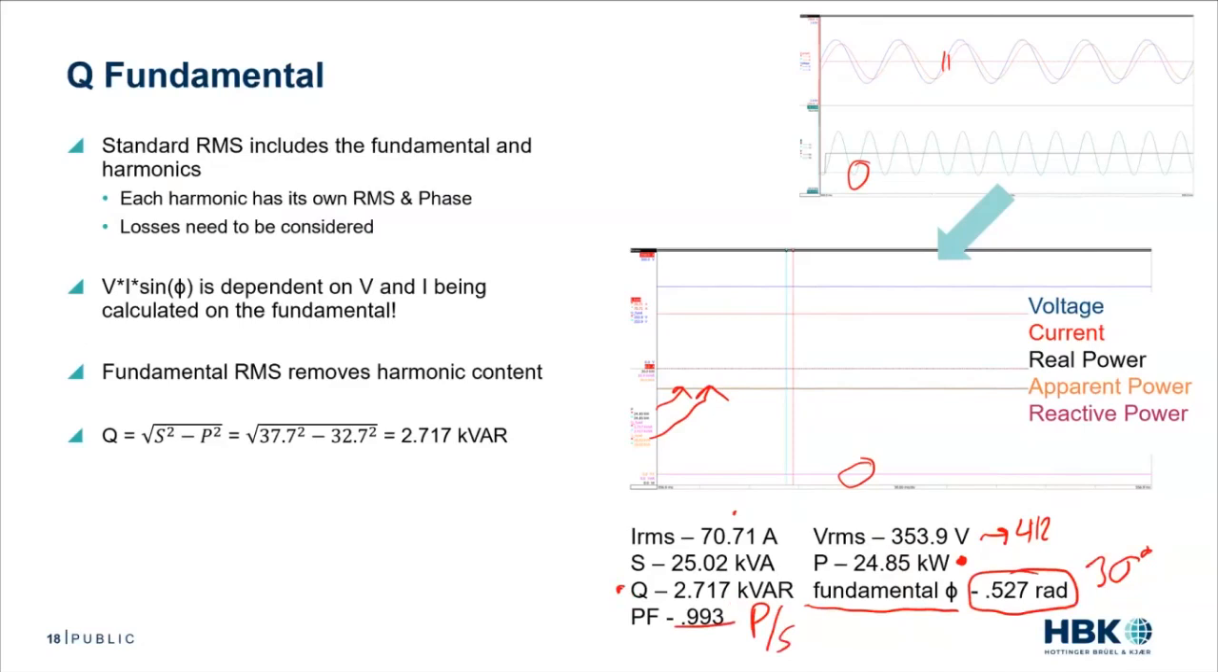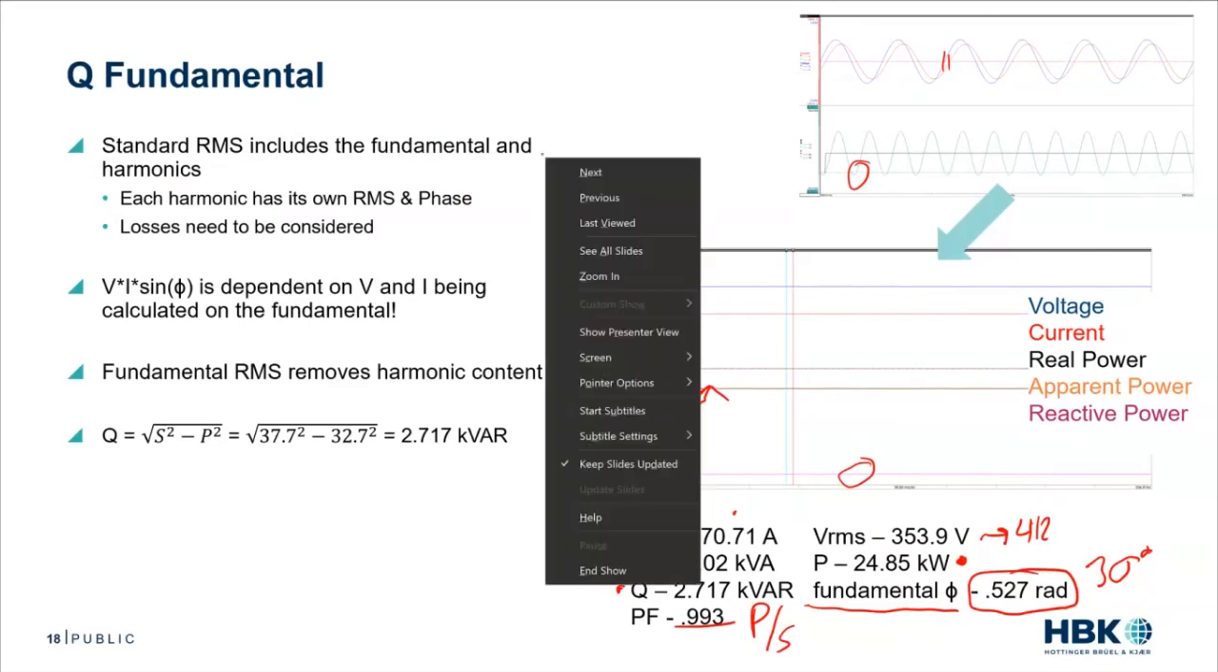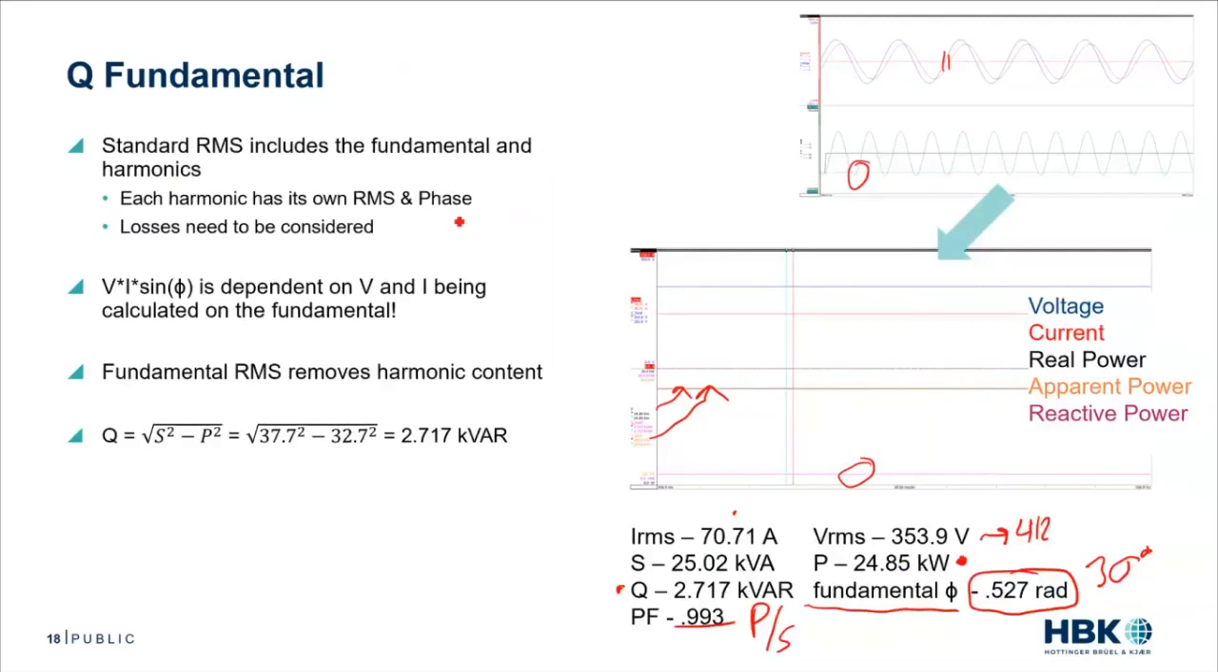So I think this is really important because this is highlighting that with the same data, we can get two very different interpretations. So standard RMS includes fundamental and harmonics. Each harmonic has its own RMS and phase. And what we find is that equation, V times I sine of theta, is dependent on V and I being calculated for the fundamental. It's also dependent on power being the fundamental power. So we have an equation in our software called fundamental RMS, where we actually remove all the harmonic content and just look at the content of the fundamental.